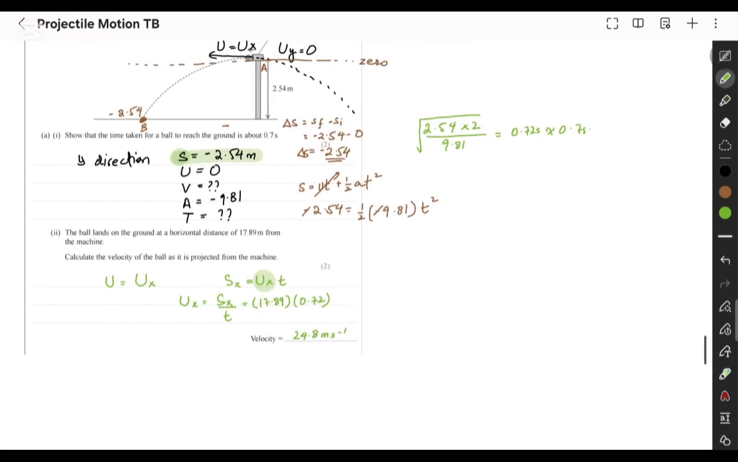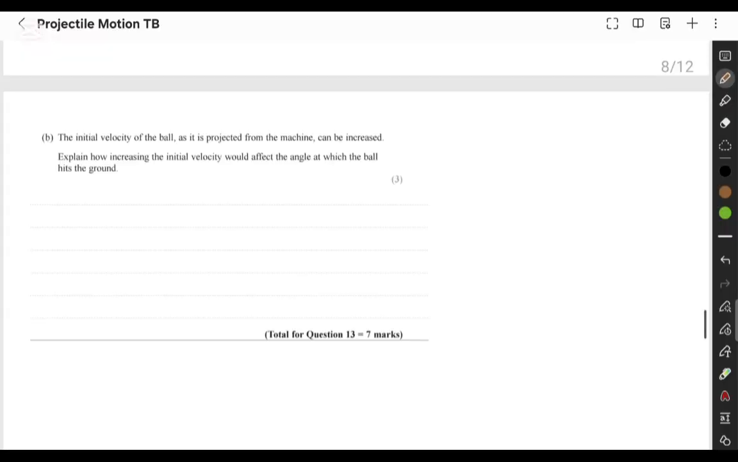Now let's go to part B. In part B, it says the initial velocity of the ball as it is projected from the machine can be increased. Explain how increasing the initial velocity would affect the angle at which the ball hits the ground. So here we have the ball and it hits the ground.